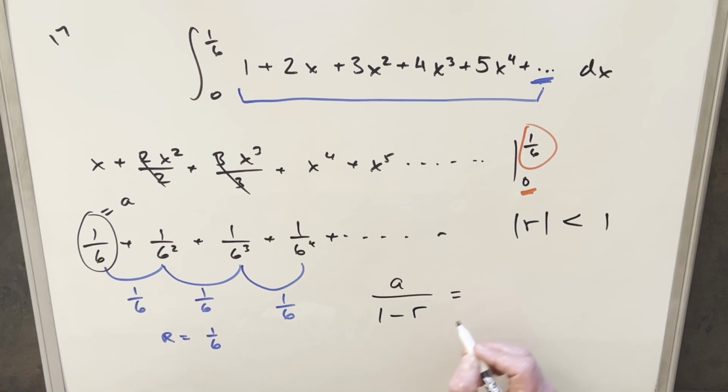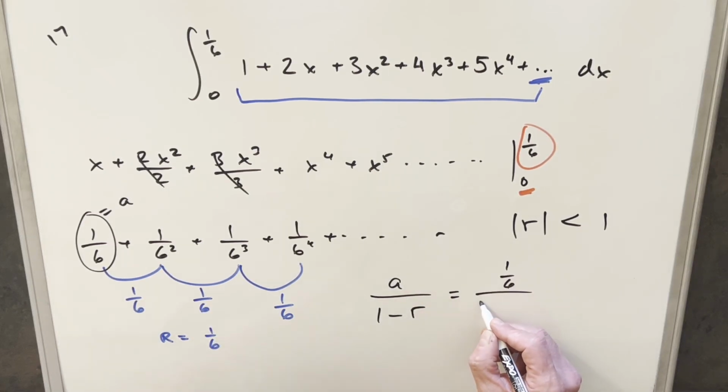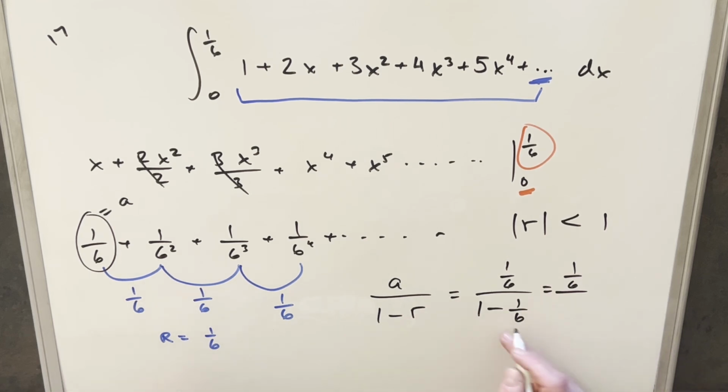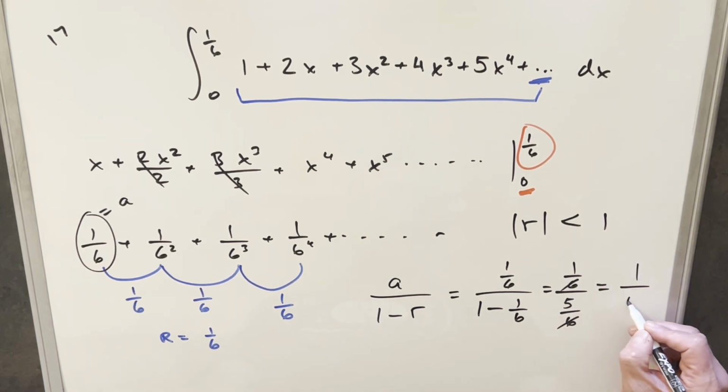So let's just plug everything in. Our a value in the numerator is just going to be 1/6. Then in the denominator, we'll have 1 minus our r value, 1/6. This is going to reduce. We'll have 1/6 over 5/6. We cancel the 6's, and so for the final solution for this, we're just going to get 1/5.